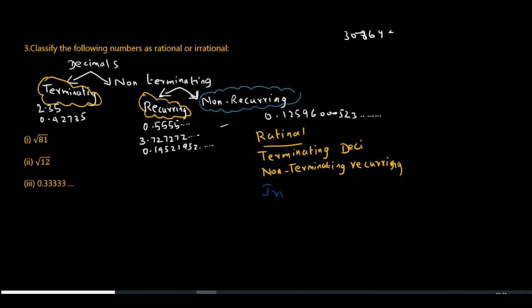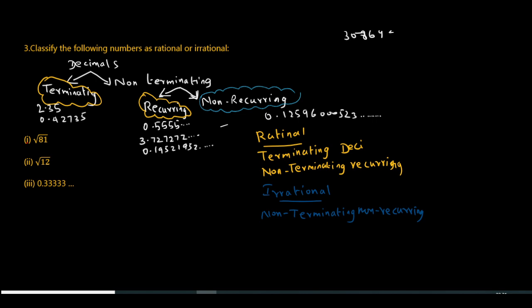But irrational numbers are nothing but non-terminating, non-recurring decimals. So these types of decimals, non-terminating, non-recurring decimals, are irrational numbers. So with this knowledge, we can easily find whether the numbers are rational or irrational.